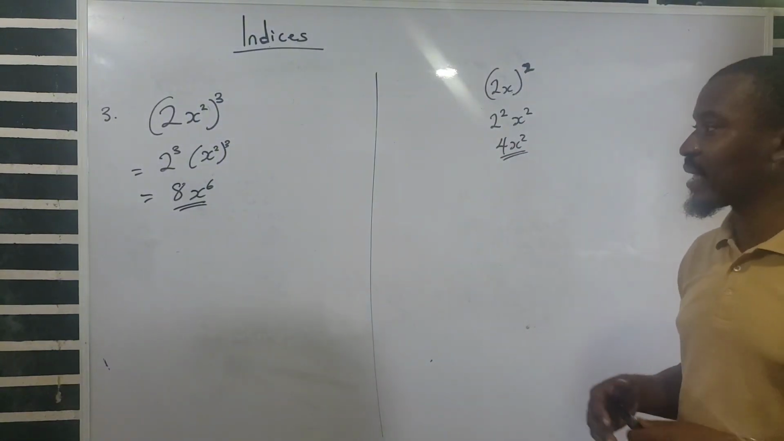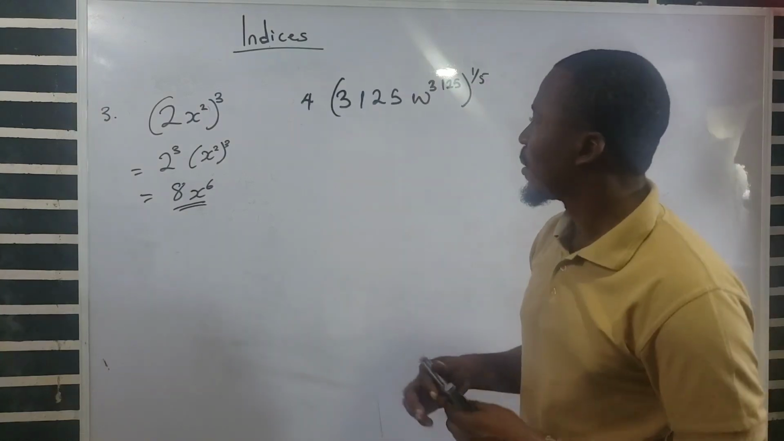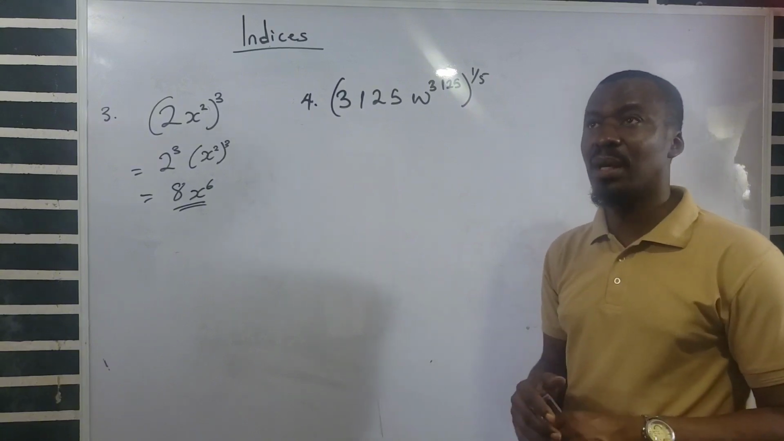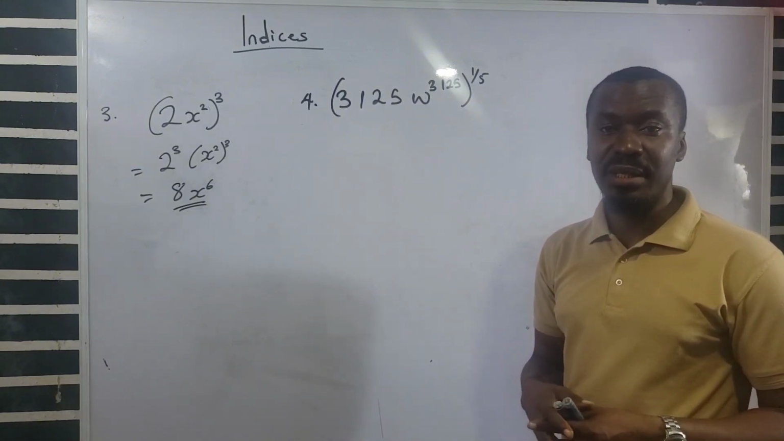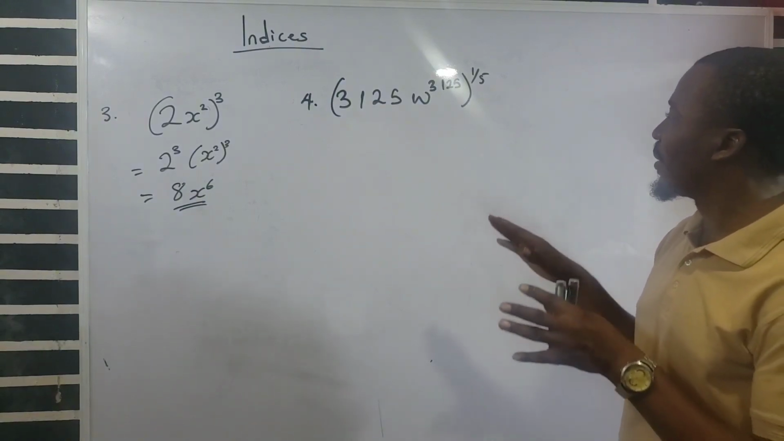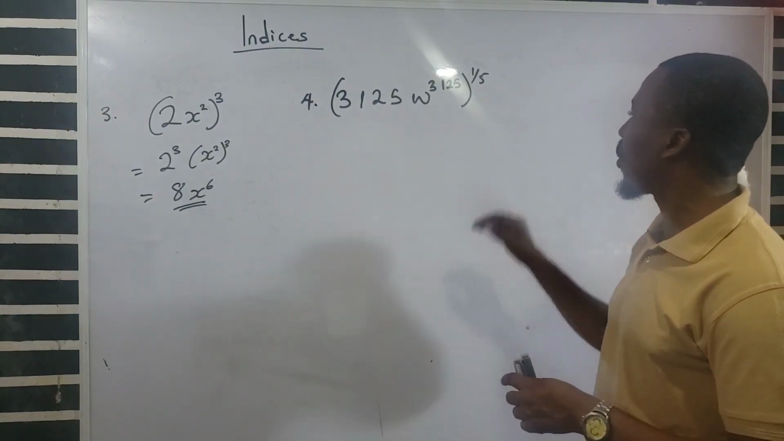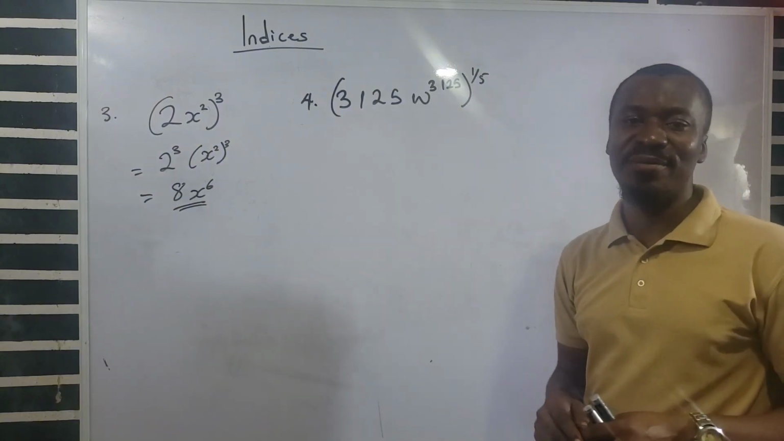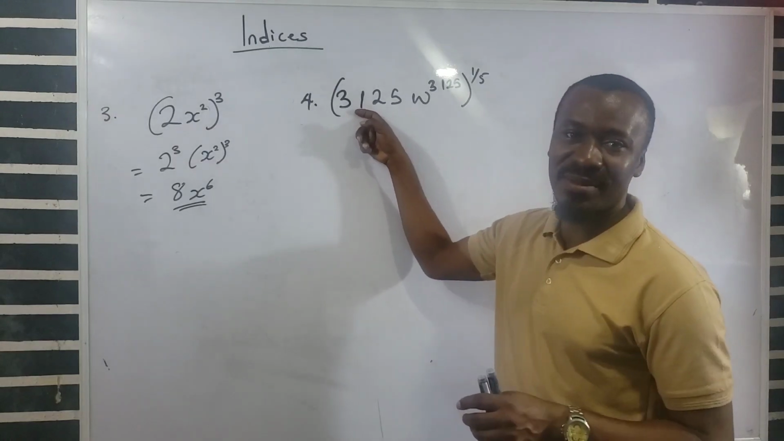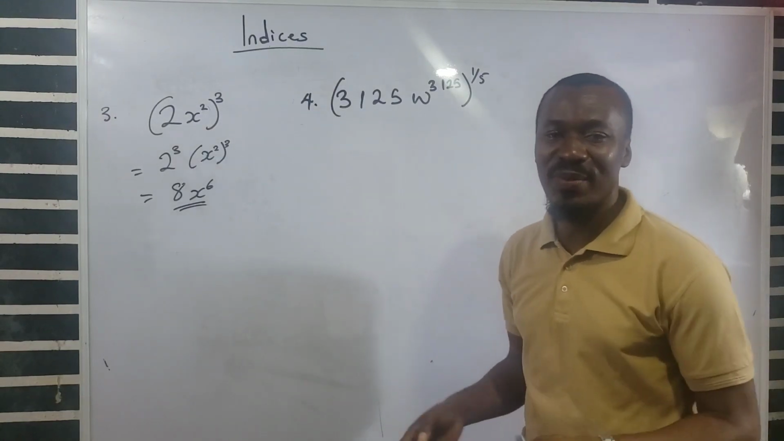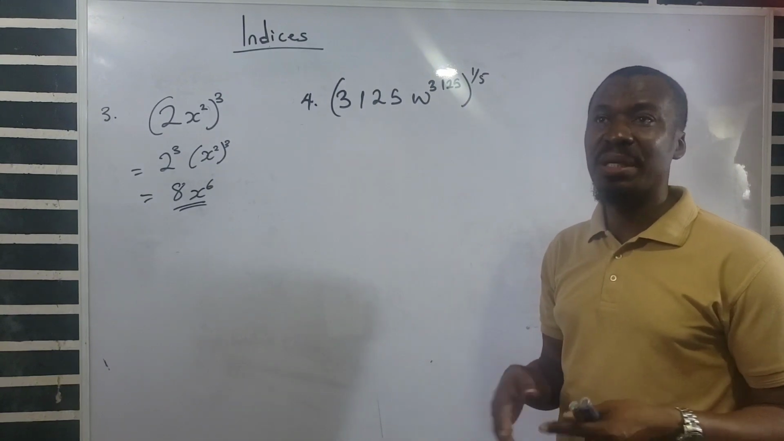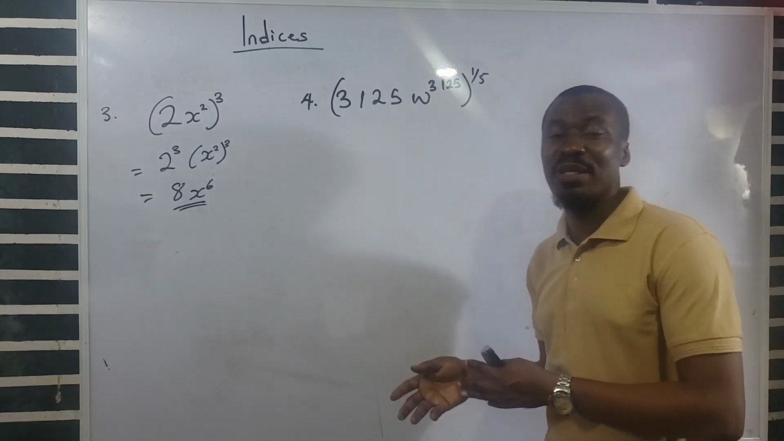Okay, so let's look at another example. Look at our number 4 question, a very tricky one. That's one of the examples from the IGCSE exam. Okay, so you have 3125 raised to power 3125, all raised to power 1 over 5. Okay, so the question now is, what is this number? What is the lowest base of this number? That's the first thing to ask. Because when you get the lowest base of this number, you can now say, okay, let me express it in this lowest base.